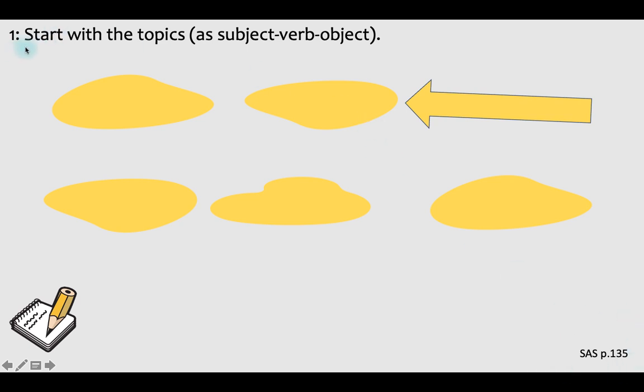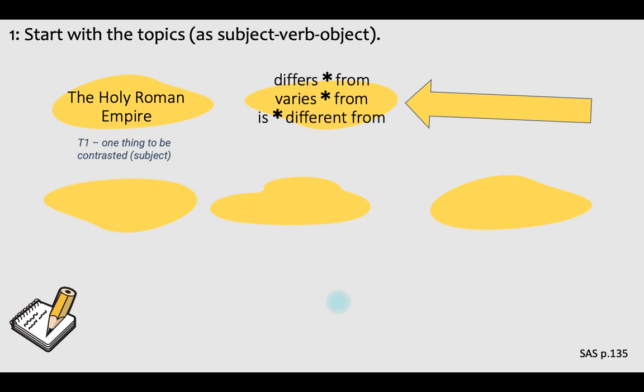The first one, we start with the topics, and we write them out as a subject, verb, object. So let's do it step by step. The Holy Roman Empire, there's our subject, thing 1, the first thing to be contrasted. Differs from, varies from, is different from. We have a verb, phrasal verbs here. This one is a little bit different. We have a verb and an adjective, but they all mean the same thing. So this is our contrast verb to connect our thing 1 with our thing 2.